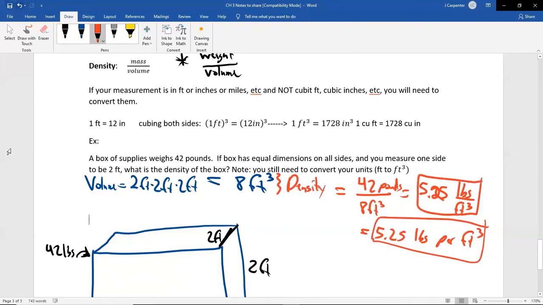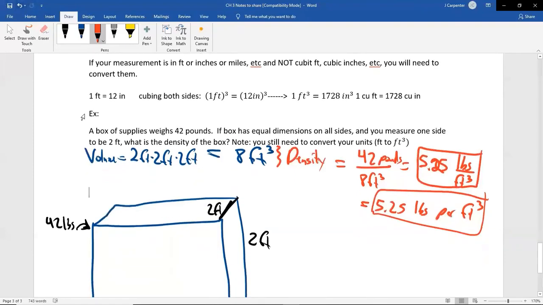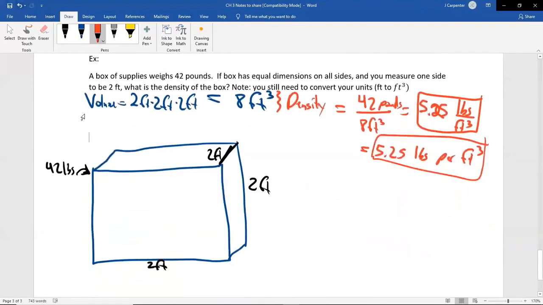So what does this mean? What is the point of this problem? What's the reasoning to find a density? Let's say this box was filled with just one object. It's filled with a bunch of marbles or something like that, or a bunch of sand, or a bunch of very hollow beads, whatever. So this box is filled to the brim with the substance, and you go, well, I just hurt my back, so I don't really want to carry 42 pounds right now.